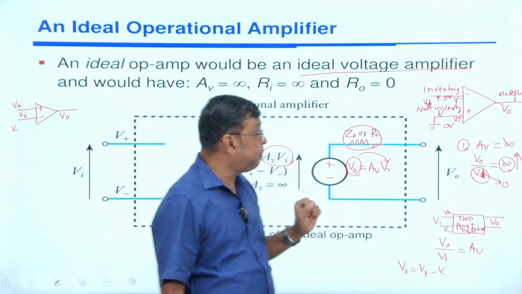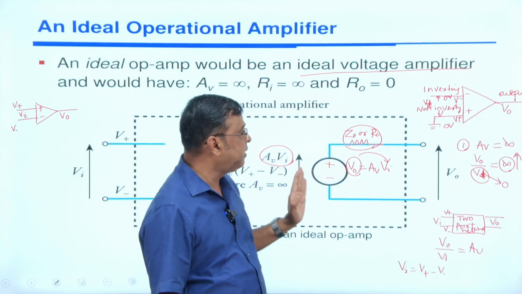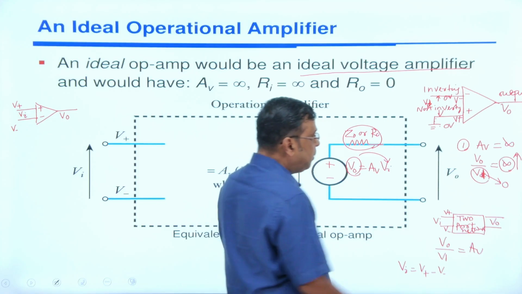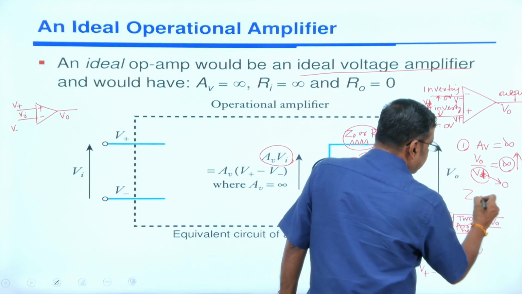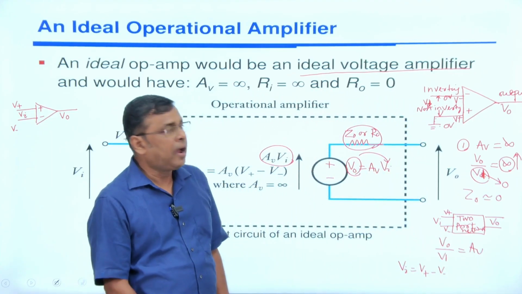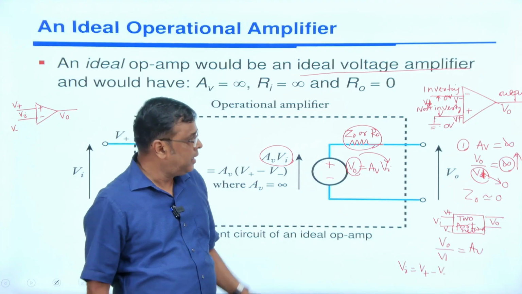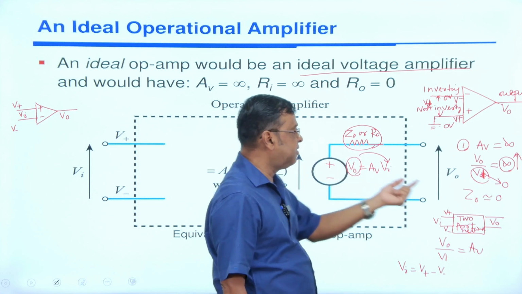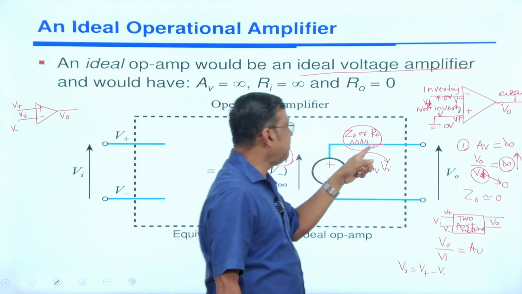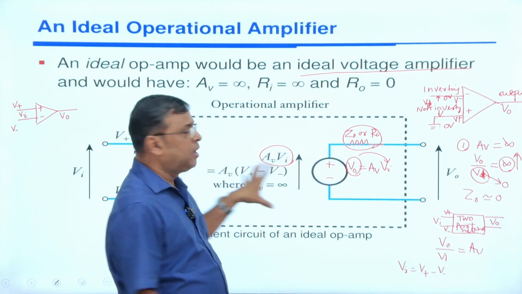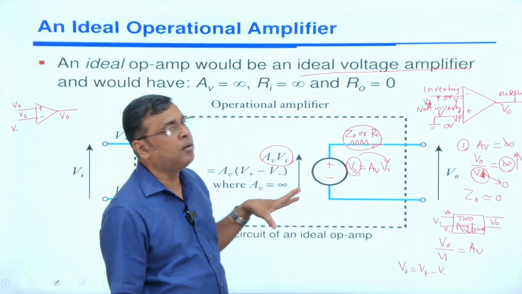But in the practical case, we will not omit this output impedance Z0 or R0, because the output impedance is nearly equal to 0 in case of an ideal operational amplifier. In case of an ideal operational amplifier, the output impedance or output resistance is 0. That's why in this diagram, Z0 or R0 is absent. So only the two things you should keep in your mind in case of an ideal operational amplifier.